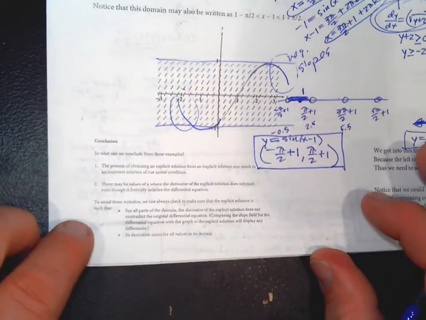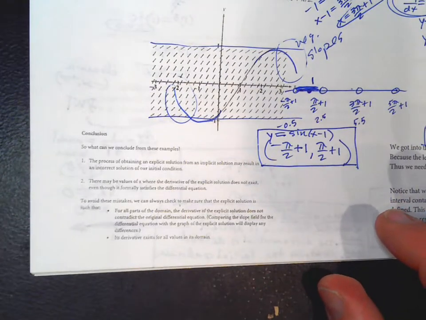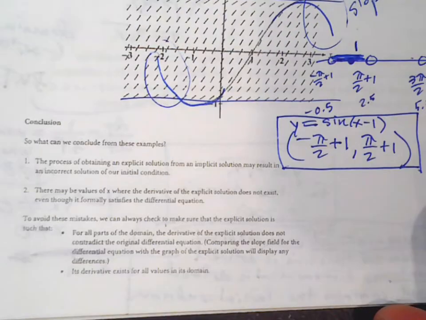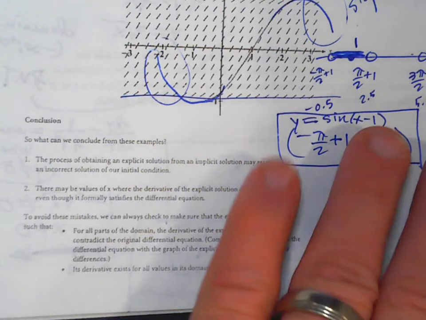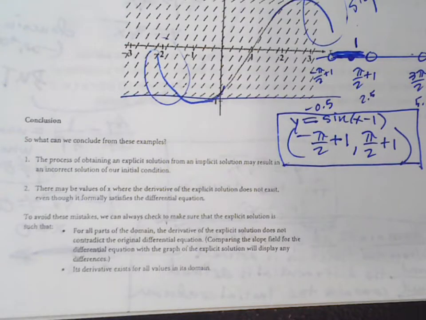All right, so here's the conclusion. So what can we conclude from these examples? The process of obtaining an explicit solution from an implicit solution may result in an incorrect solution of our initial condition. We might get an answer that actually violates it. There may be values of x where the derivative of the explicit solution does not exist, even though it formally satisfies the differential equation. If you take the derivative of what we got, you're going to get back to what we had, is what they're saying. And just because that happens, that's not good enough.